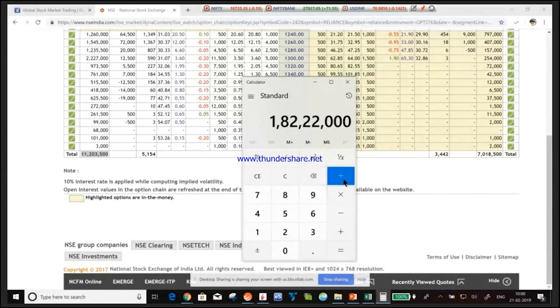Now when I divide this by the contract size, what is the contract size for Reliance? 500. So when I divide this by 500, I will get this as the total open interest. How much is that? 36,400. That's quite a lot, isn't it? And Nifty will be in millions. So is the option chain reading clear? 36,444 lots.